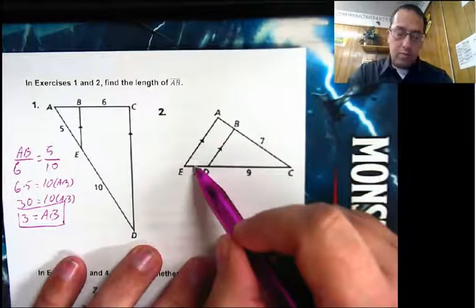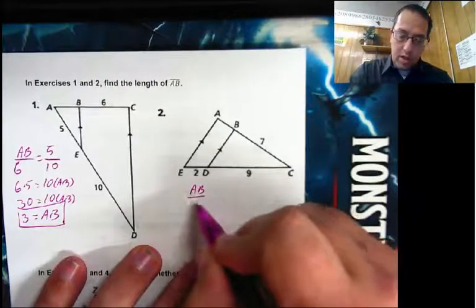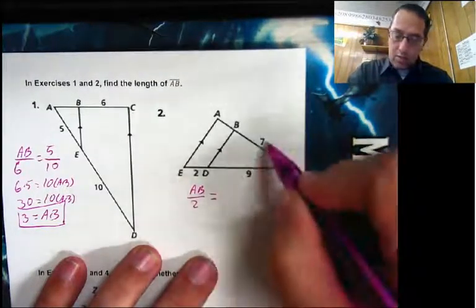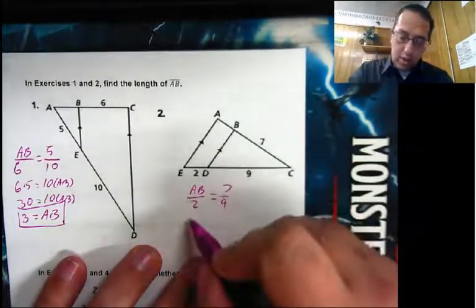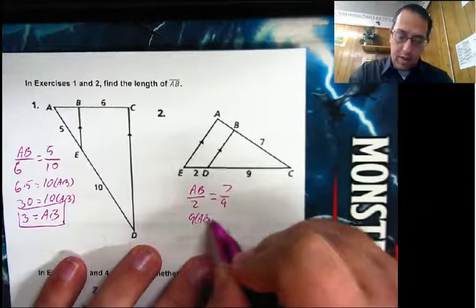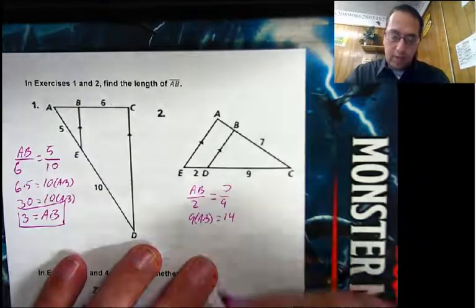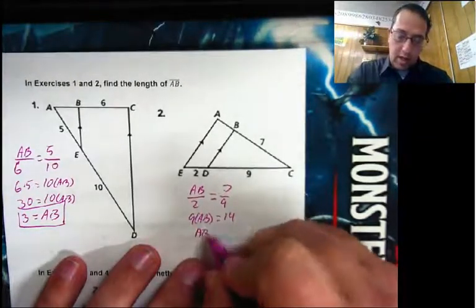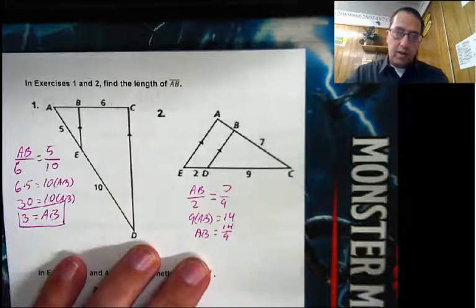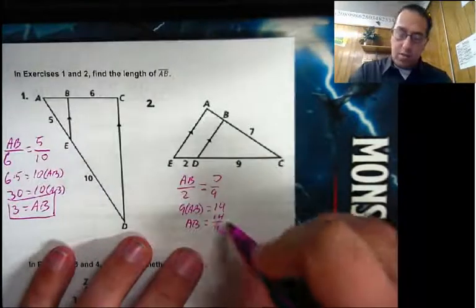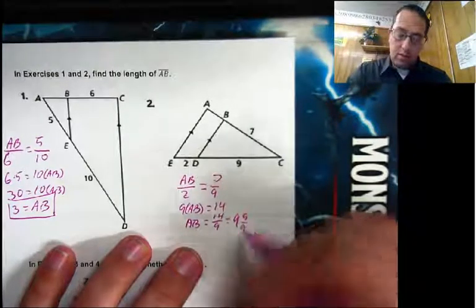We have this piece would correspond with this piece here, right? These little pieces on the bottom. So AB over 2 equals 7 over 9. Like so. Cross products, I have 9 times AB equals 2 times 7, which is 14. Divide by 9, and AB is equal to 14/9, which doesn't simplify, but if you just really want to have it as a mixed number or something, that would be, what, 9 and 4, so 5/9.